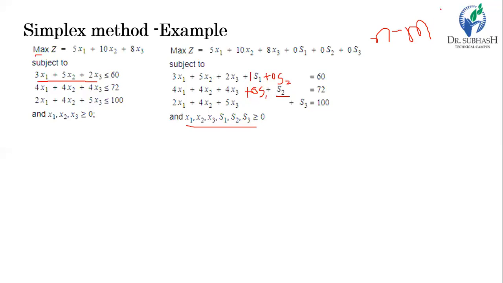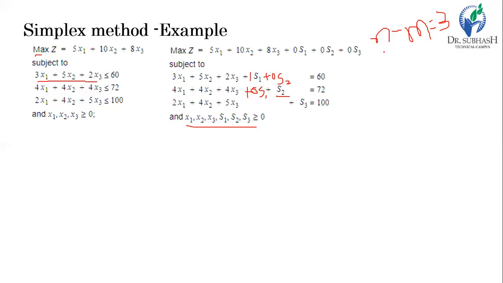So for this problem, n minus m equals 3. By equating the value of these 3 variables with 0, we get one solution, and that solution is called an initial basic feasible solution. Again, I repeat, n is the total number of variables, whether it is a slack variable, surplus variable, artificial variable or decision variable.